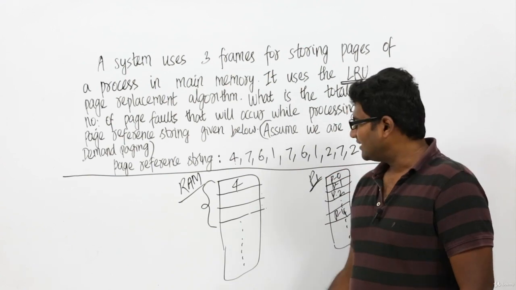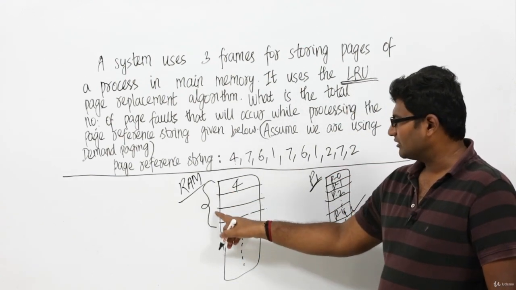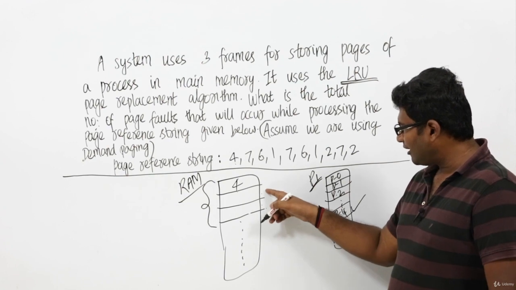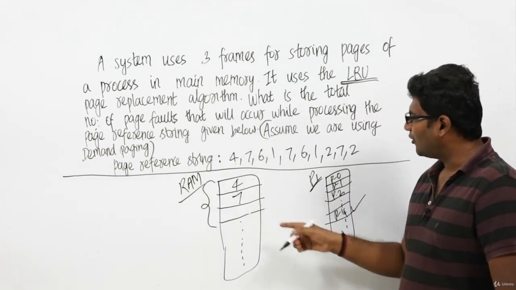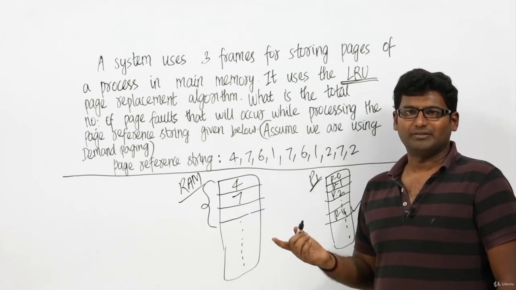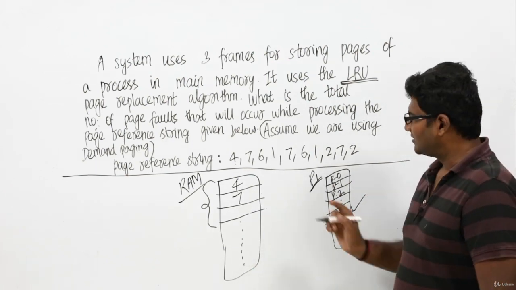Page number 7. See, these are the 3 frames which are allocated for process P1, right? Now since I have free frames, I will place it here. In case I don't have a free frame, I will replace one of the pages, one of the frames. Anyway, let's see that.